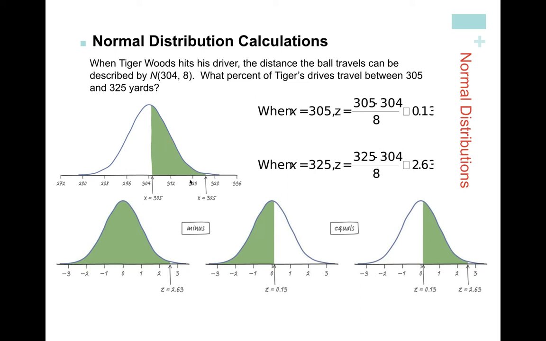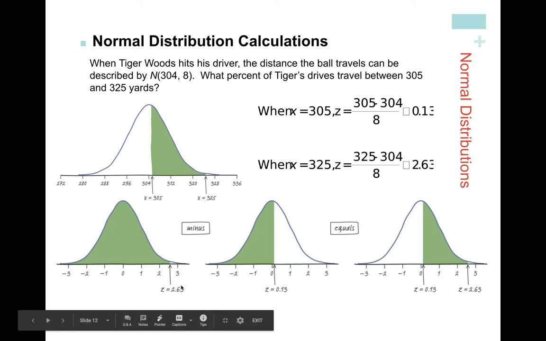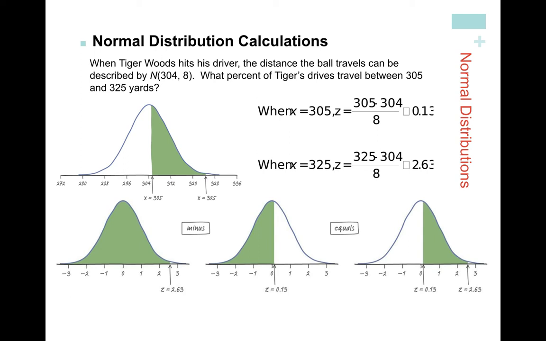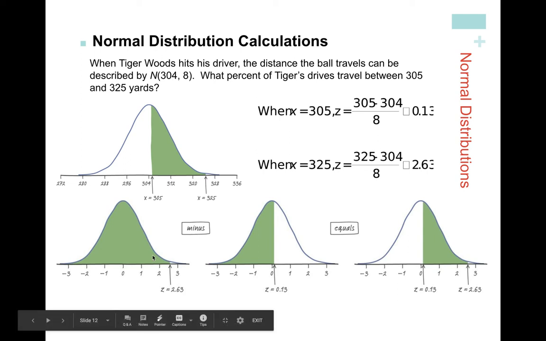So you shade the region of interest and draw the normal model that you're working with. There's 305, there's 325, shaded in green. How are you going to do this calculation using table A? Go to the first critical value of 325, and when you standardize the distribution, 325 becomes a z-score of 2.63. Then go to table A and find the left tail using a critical value of 2.63. That gives you this entire area.